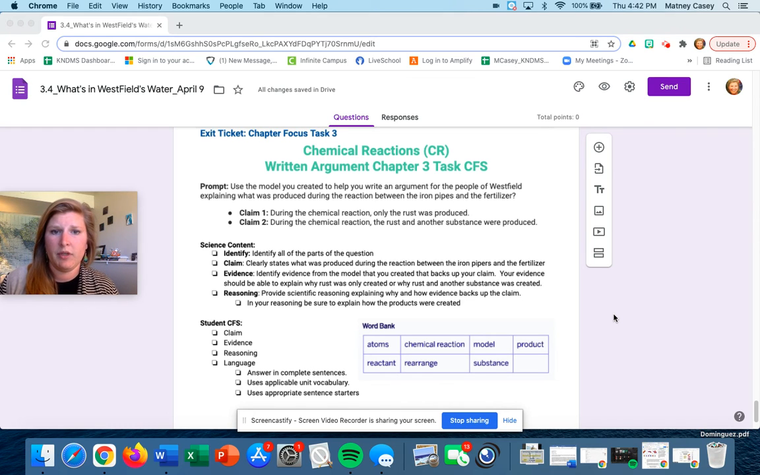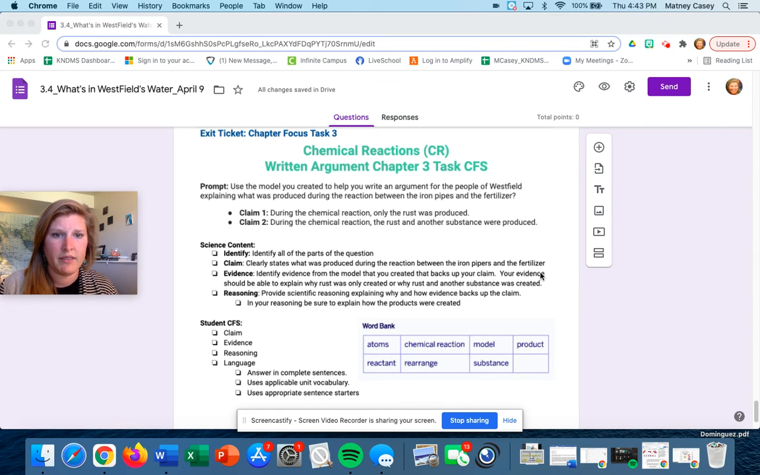One claim is that during the chemical reaction, only rust was produced. The second claim is saying that during the chemical reaction, the rust and another substance were produced. What you need to identify is all parts of the question. Make sure that you clearly state a claim. That means you're literally typing this whole claim out, whether it's one or two. You're not just saying claim one and you're not just saying claim two. Don't even use that language.